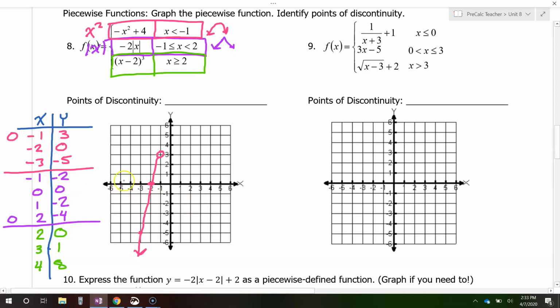So -1, negative 2. Okay, negative 1, negative 2 would be right here. 0, 0. 1 comma negative 2 would be right here. And 2 comma negative 4. Now, I put this here to remind me that this is an open circle. Okay, 2 comma negative 4, open circle. So you can see the upside down V happening. That's what we were expecting.